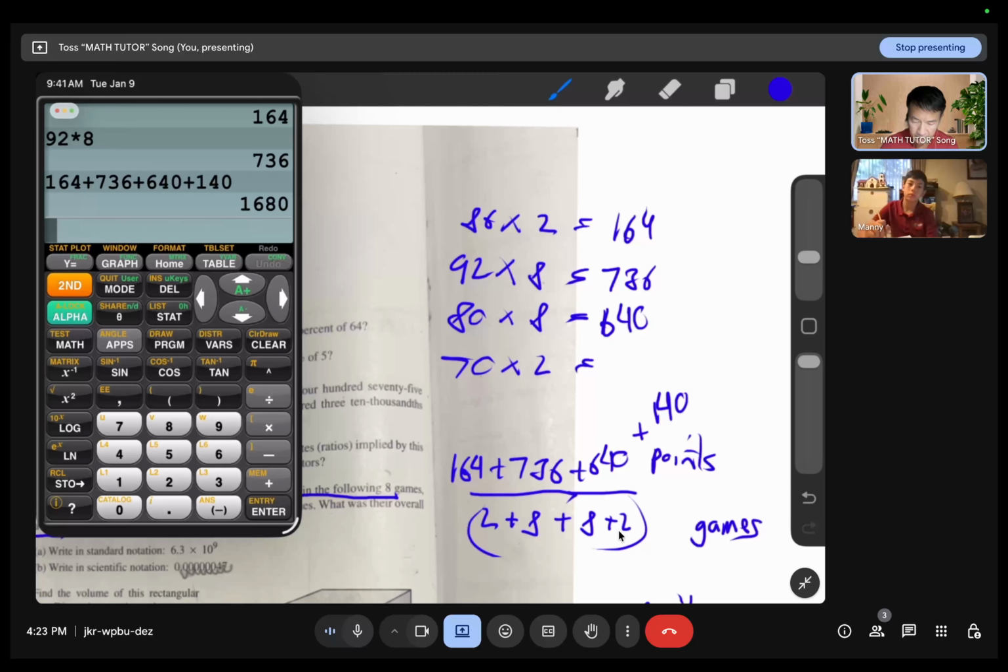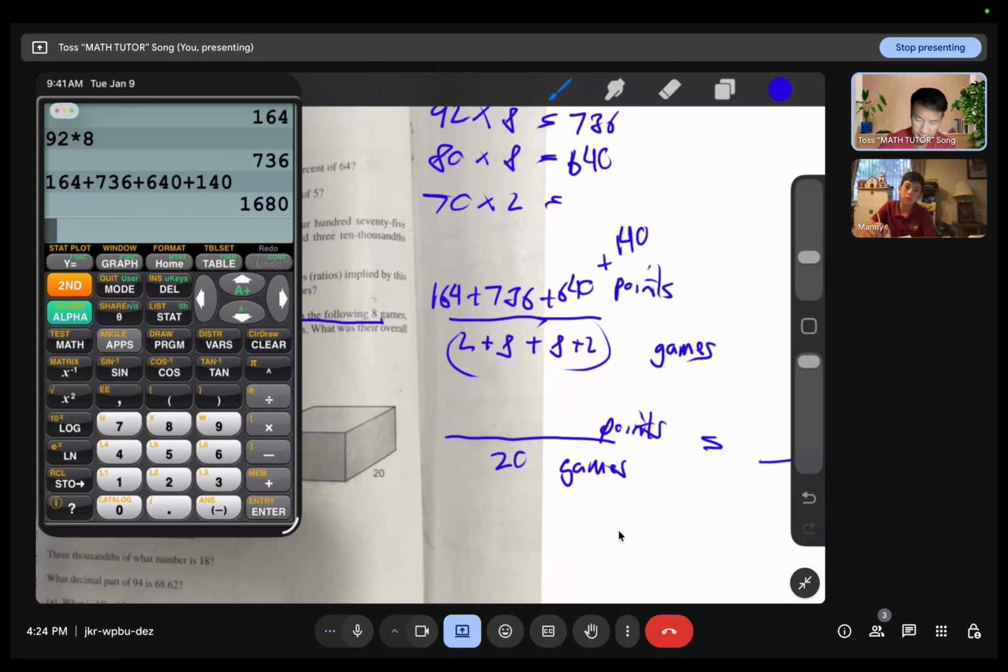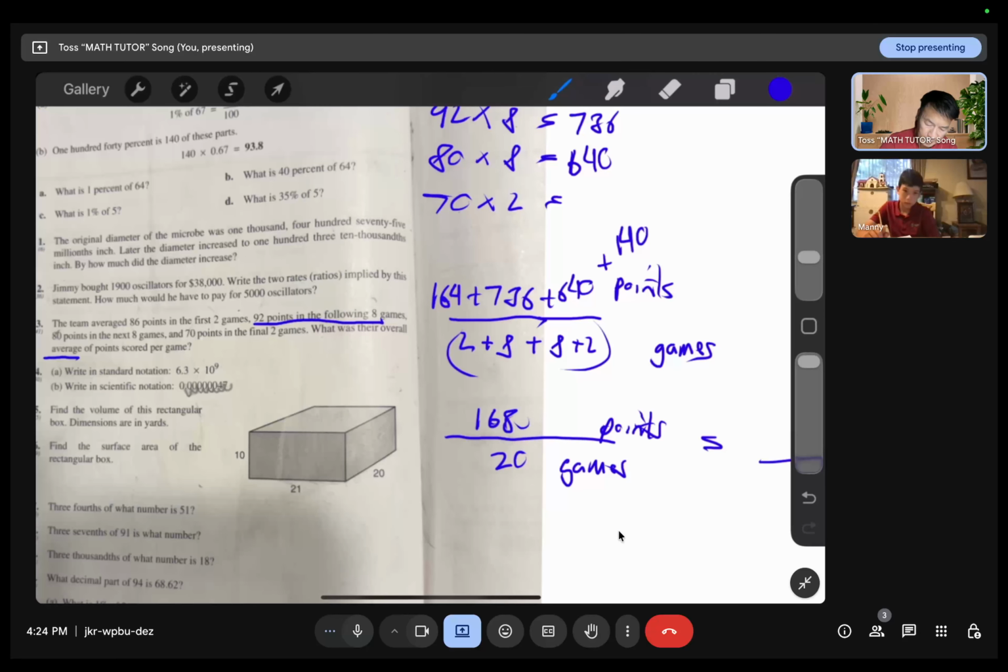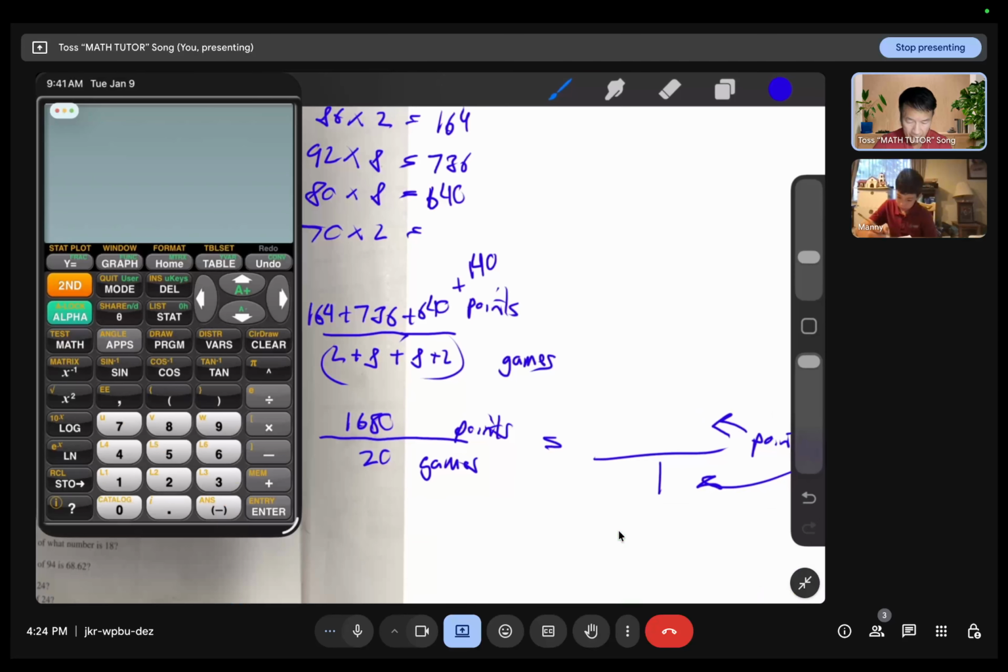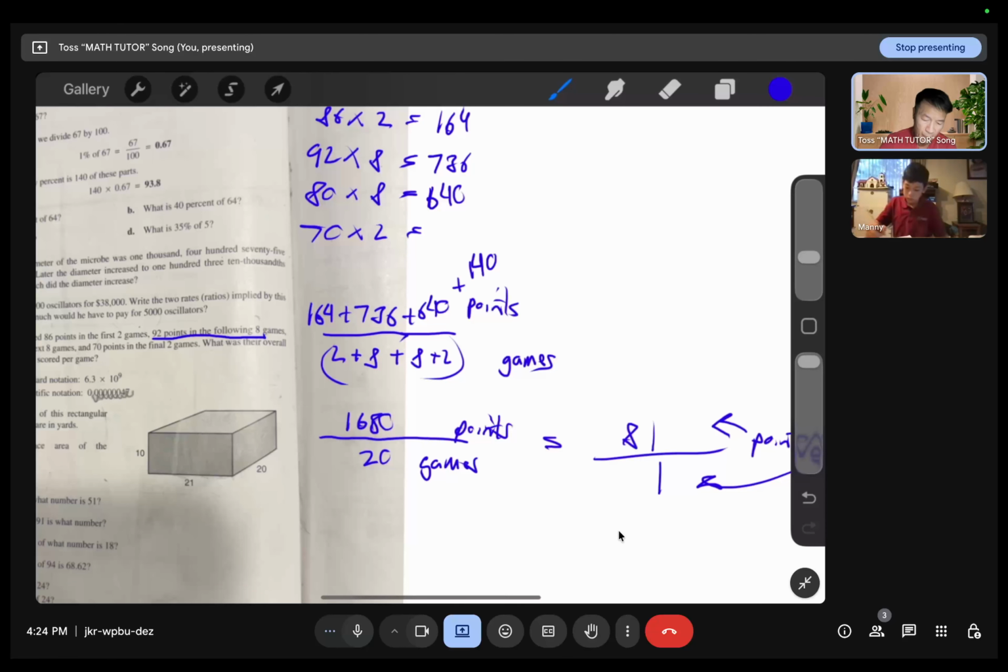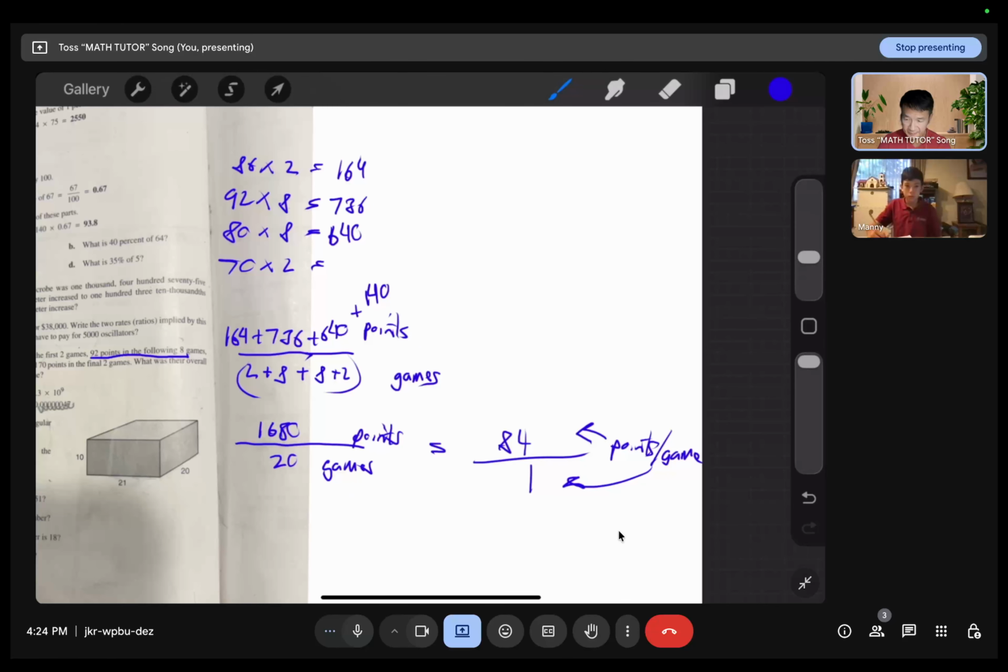Double check. Okay, so I get, now here's the next step, right? 1680. That looks like it's divisible by 20. That is perfect. So let's divide that by 20. Okay, divide that by 20. 84. 84 points per game. Unless I made a mistake somewhere. You double check.